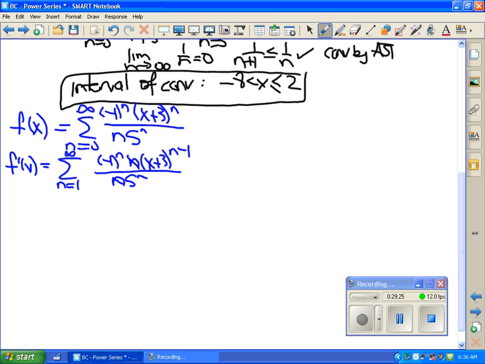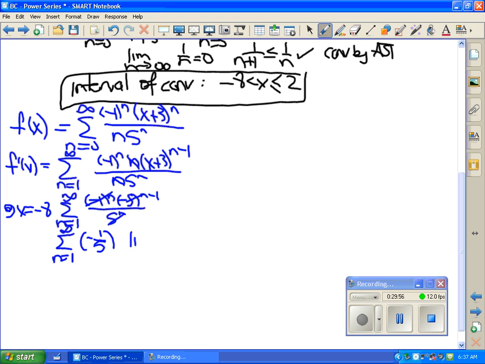So I'm only going to look at the endpoints for this, which is at negative 8 and at positive 2. So at x equals negative 8, my series becomes (-1)^n (-5)^(n-1) all over 5^n. This is going to simplify to the sum from n equals 1 to infinity. This part and this part cancel out, so I have a (-5)^(-1) left over, or a negative 1/5. That is going to diverge because if I take the limit as n approaches infinity of negative 1/5, I still get negative 1/5. So this diverges by nth term.